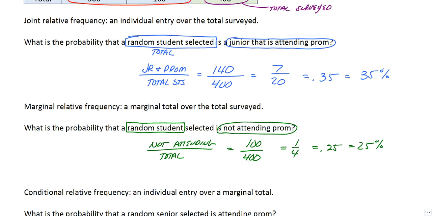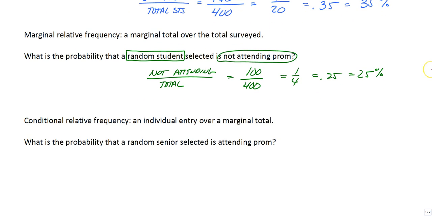Our last example for this two-way table is a conditional relative frequency. So in one of the videos we talked about conditional with our independent and dependent probabilities, and that is based on a certain group. So in this, it's an individual entry over just a marginal total. And let's read the question so you can see why. What is the probability that a random senior, so our total group is just out of seniors. Notice it doesn't say a random student. So this probability is only allowed to include seniors. Okay, and that is attending prom.